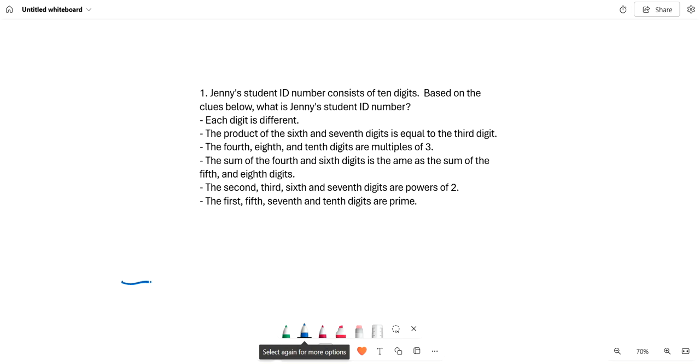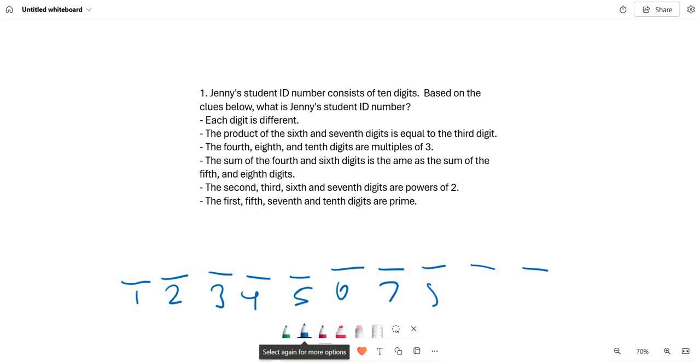So first, let's just draw 10 spaces for 10 digits. And we'll also number them to make it easier for us to distinguish between the digits. So let's start by first looking at this one.